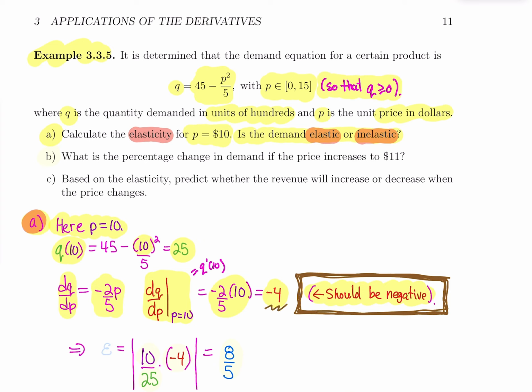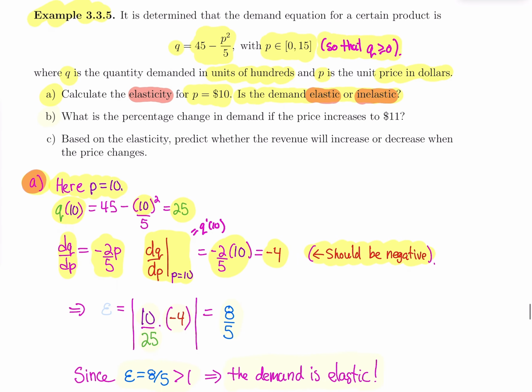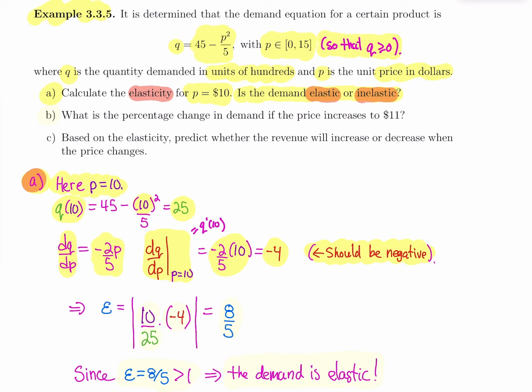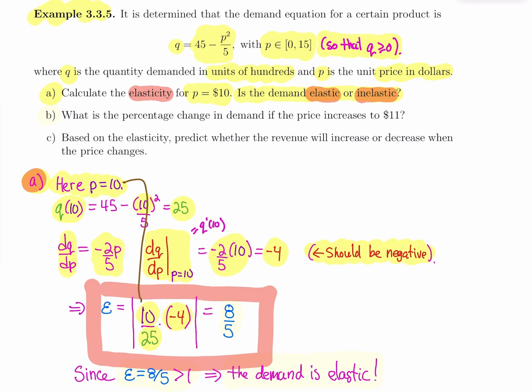So this means that epsilon, the elasticity, is going to be given by the formula. It's the absolute value of P, so 10 over Q, 25, times the derivative of Q at 10, which is freshly computed to be minus 4. And if you do this computation in absolute value, you will get 8 over 5, also known as 1.6.